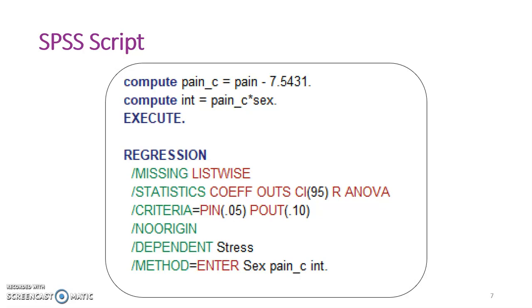So the code below in the regression statement, if you look at the bottom two lines, we can see that just like always, under the dependent subcommand, we've said stress, which is our outcome. But then in method equals enter, where we usually enter our predictors, we have three predictors entered in here. We have the sex variable, the pain variable, and then we also have that interaction that we've created between pain and sex.